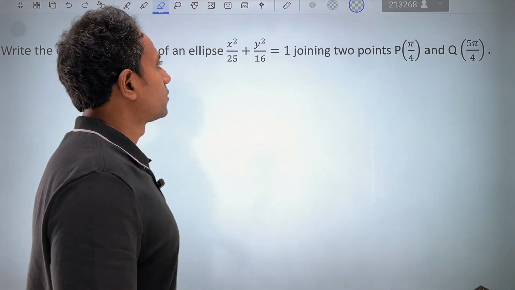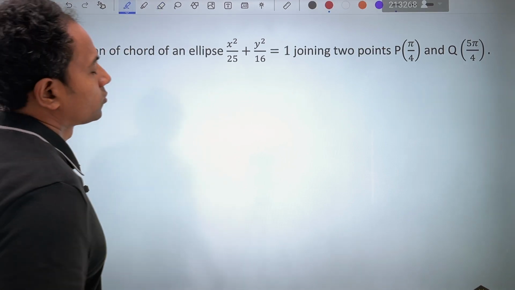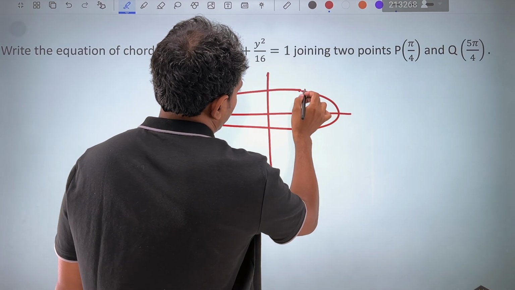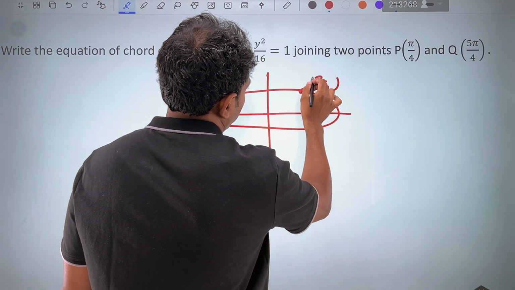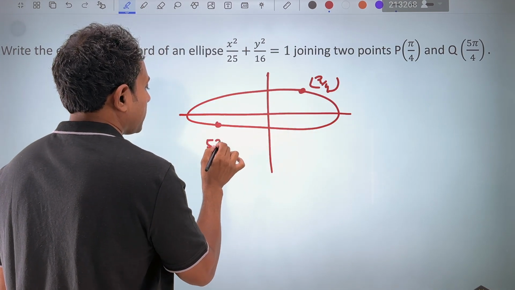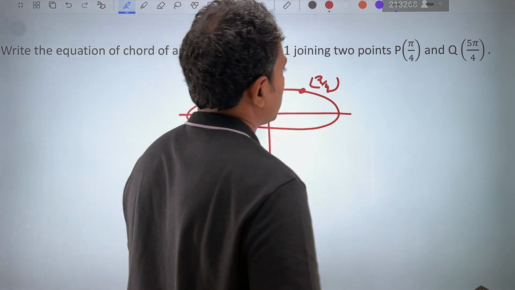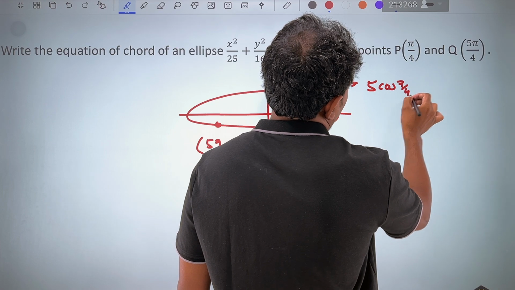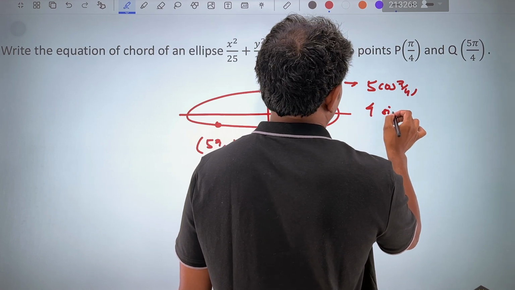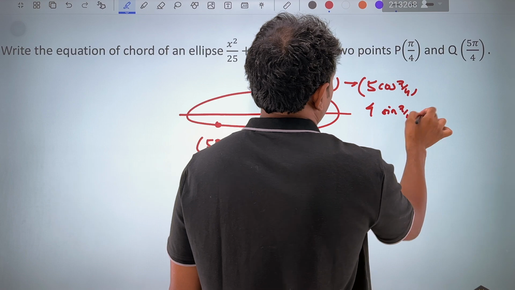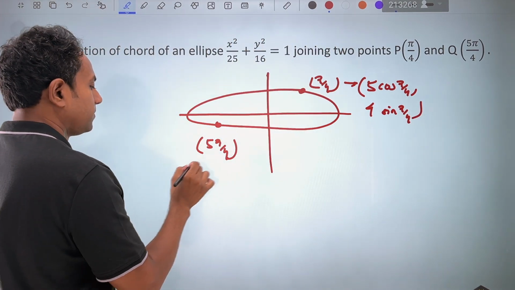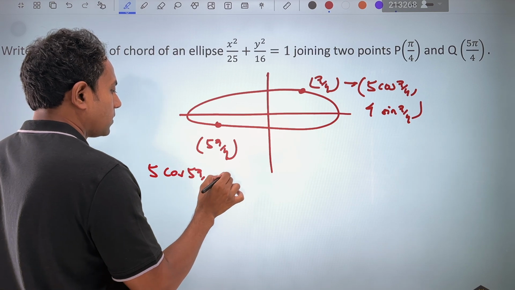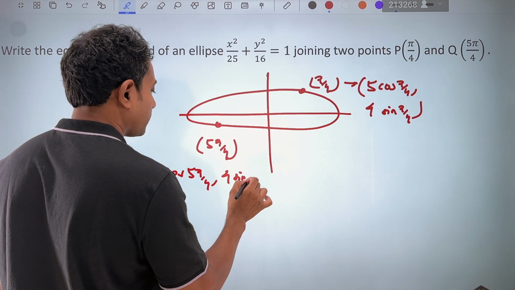Now in this next question, if I want to write the equation of the ellipse using 2-point form, you have been given two extremities of the chord. One is pi by 4 and another is 5 pi by 4. So when we say pi by 4, what we actually mean is that this point is a cos pi by 4 comma b sin pi by 4. And when we see 5 pi by 4, this ultimately means that this is going to be a cos of 5 pi by 4 and b, that is 4, sin 5 pi by 4.